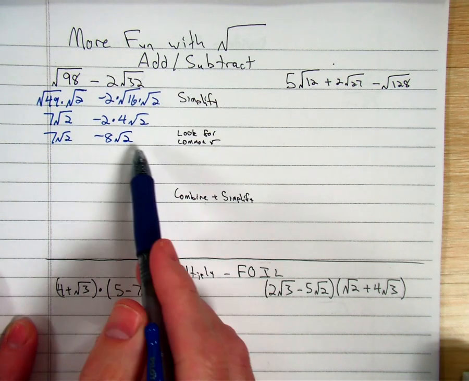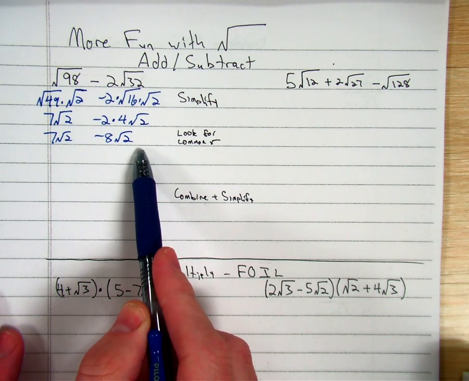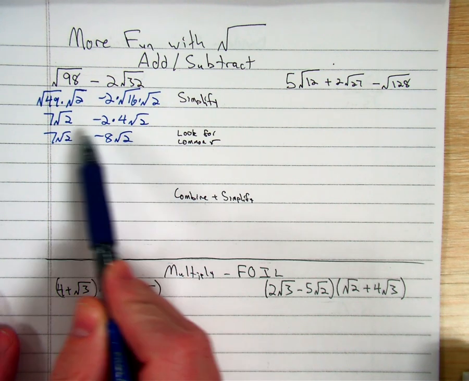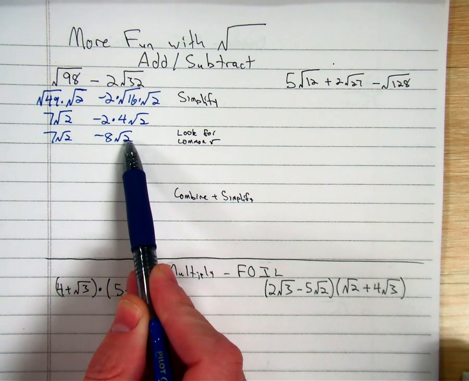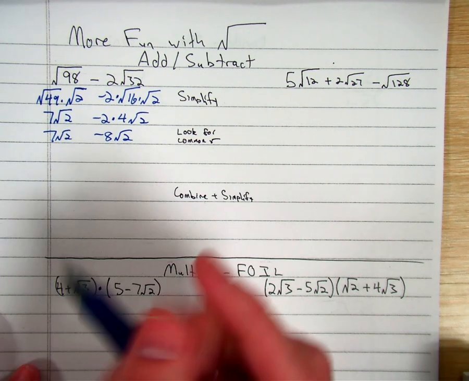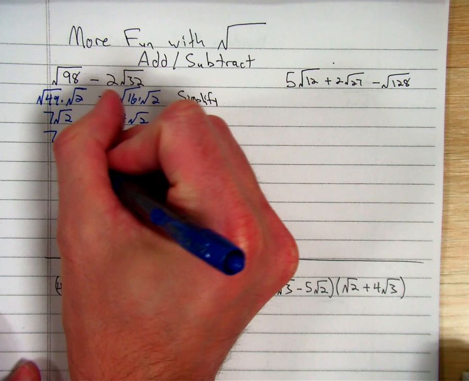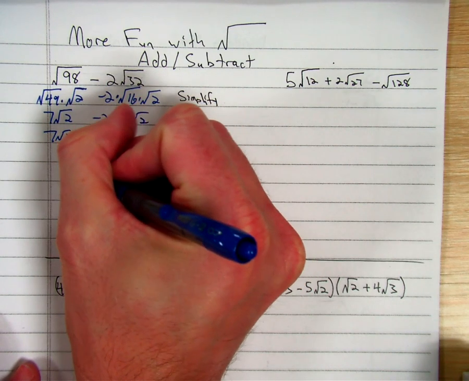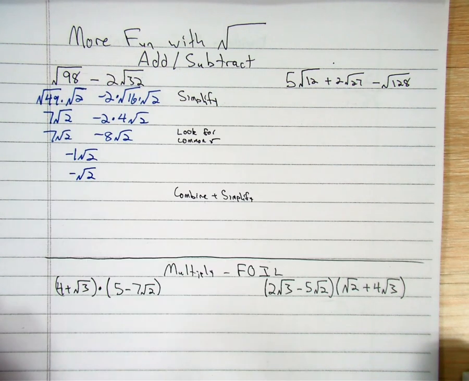Okay, and then adding and subtracting radicals are a lot like adding and subtracting variables. They have to have the same letter, or this time it's the same radical, in order to combine them. So these are both radical 2's, so we can put them together for a negative 1 radical 2, or just negative radical 2.